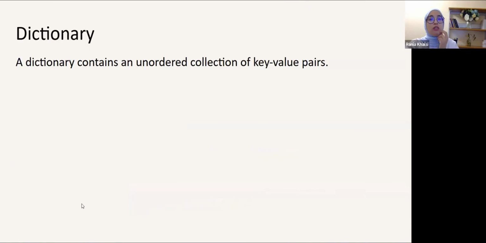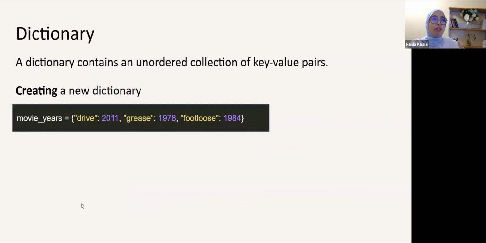And so now let's move on to the next type, which is dictionary. Dictionaries are containers again, and they contain an unordered collection of key value pairs, okay? Let's see an example here. In this case, we have movie years. This is a dictionary, okay?